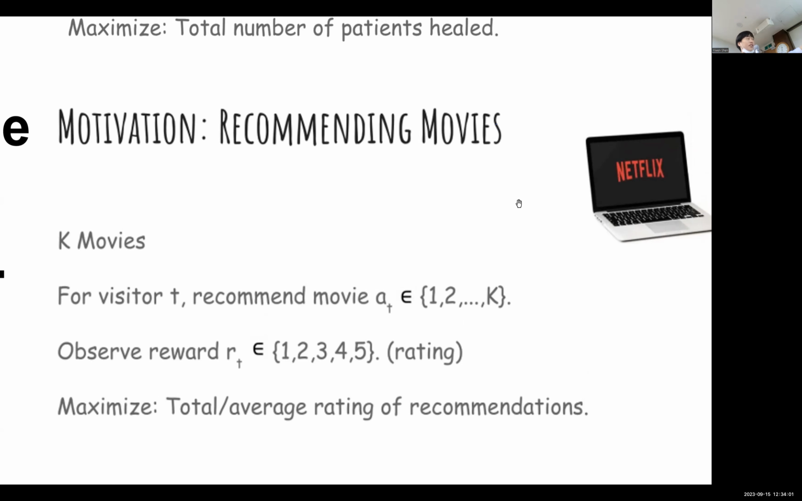For visitor T, it's a time step. So you have a lot of subscribers, and you recommend a movie. The movie can belong to K movies from 1 to K. So this is the action. Each subscriber just chooses one movie. After watching the movie, the subscriber gives a rating for this movie. So this kind of reward is a rating from 1 to 5, 5 levels. Then the purpose is to maximize the total average rating for recommendation.